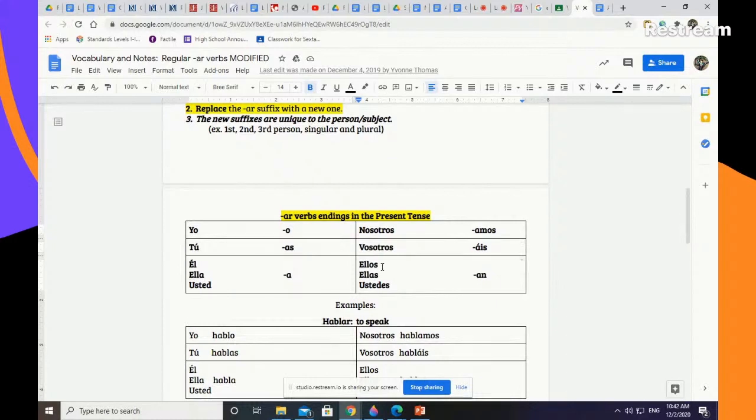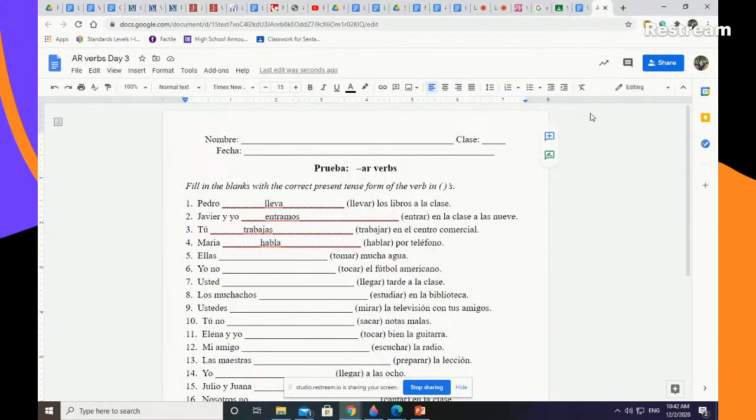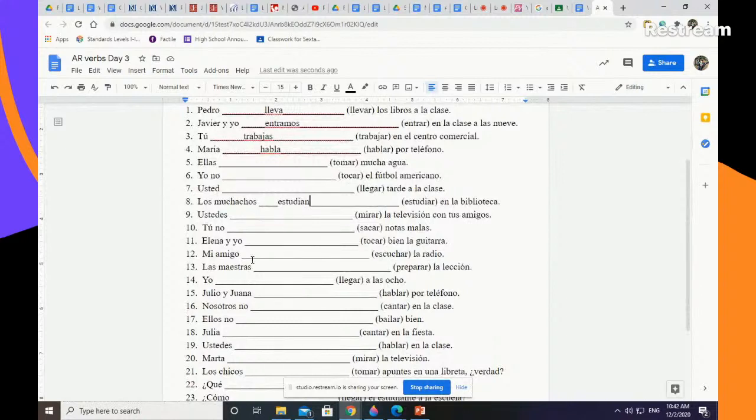Ellos means they or them. Could we replace muchachos with ellos? Yes, we could. So our ending is an. So I take the word estudiar, I take off the ar, and I replace it with the suffix an. Estudian. Los muchachos estudian en la biblioteca. Ustedes is on the chart. Tú is on the chart.